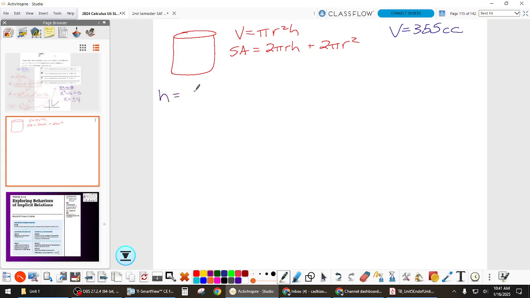Let's do H. Yeah, let's get H by itself, because this surface area formula has an R that will stay. This is simpler. So V over pi R squared is another expression for H. So now we can write surface area equals 2 pi R times V over pi R squared plus 2 pi R squared.